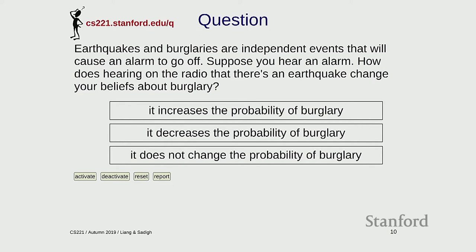Okay, so one day you wake up and you hear an alarm go off. Okay, so you should be alarmed. But then you turn on the radio and you hear that there's actually an earthquake. So how does that affect your beliefs about whether there was a burglary or not? Okay, so there's three options. Does it increase the probability of a burglary? Does it decrease the probability of burglary, or does it not change anything at all?